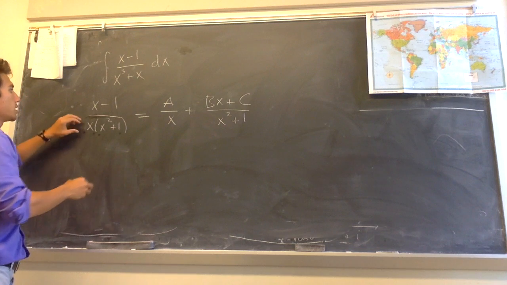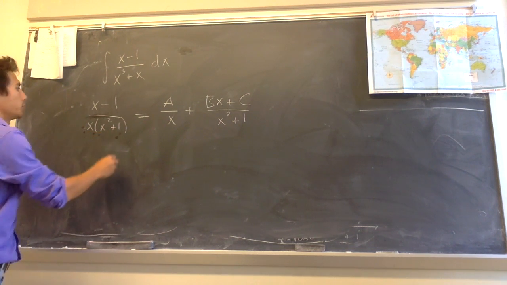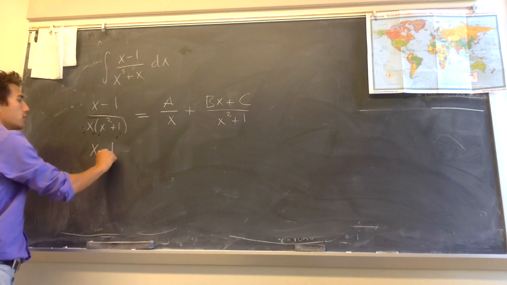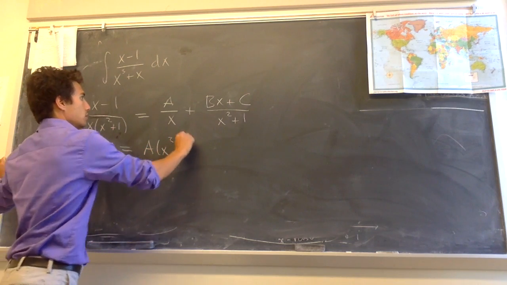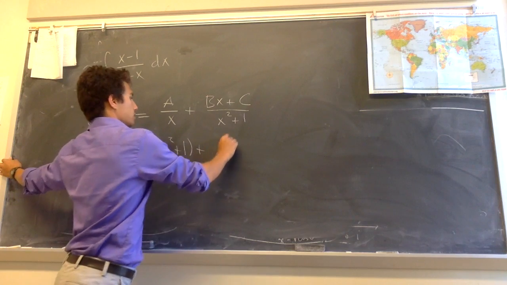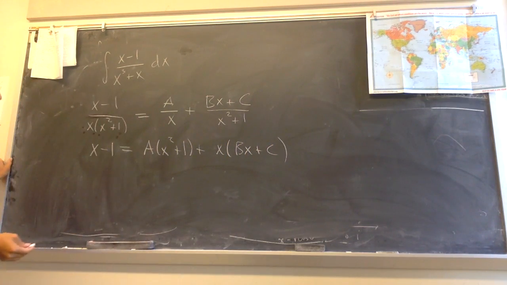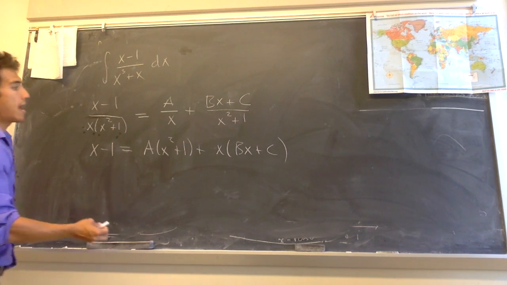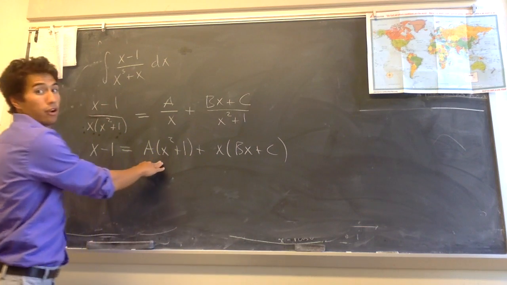So to solve for A, B, and C, I'm going to multiply both sides by the common denominator, x times x squared plus 1. And I get x minus 1 is equal to A times x squared plus 1, plus x times Bx plus C. And I can substitute x equals 0 to get rid of this term, and that will allow me to solve for A.